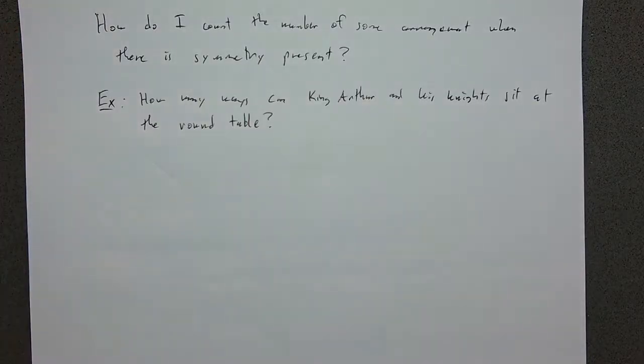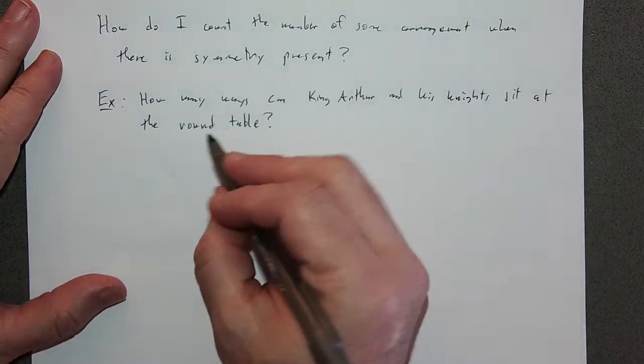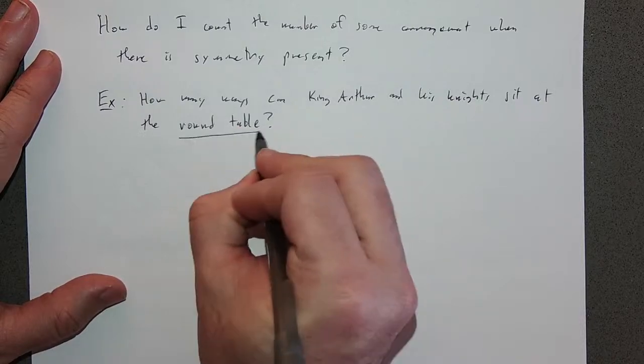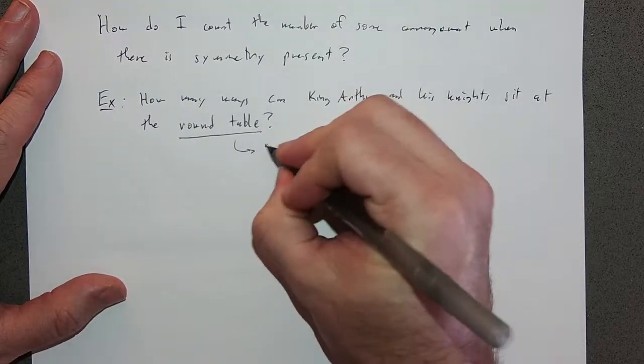So how many ways can King Arthur and his knights sit at the round table? Of course, the round table is round, we hope, and we mean by that that it is perfectly round, so there is no way to distinguish position, right?